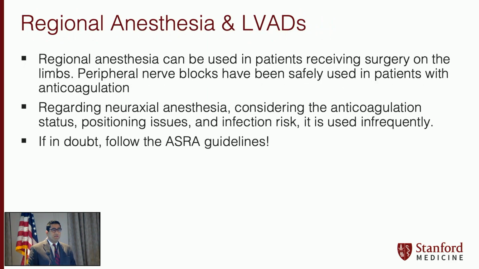Generally, if they're getting an orthopedic surgery on a limb, peripheral nerve blocks have been used safely in these patients who are on anticoagulation. Regarding neuraxial anesthesia, considering the risk of their anticoagulation status, positioning issues, and infection risk, it's not used very frequently, but if you're interested in placing one, just make sure you follow your ASRA guidelines for the anticoagulation.